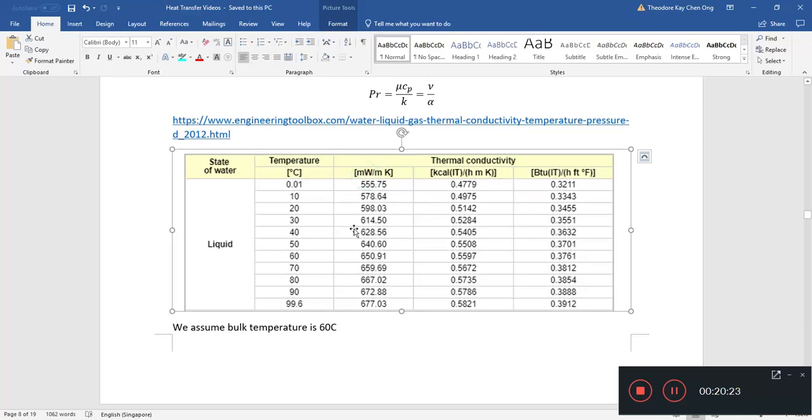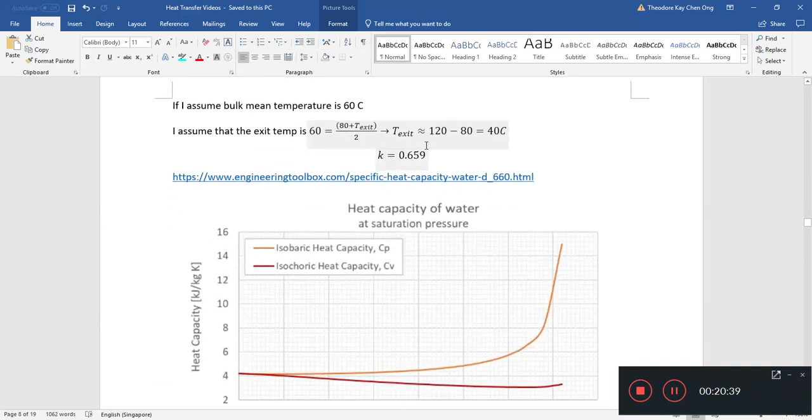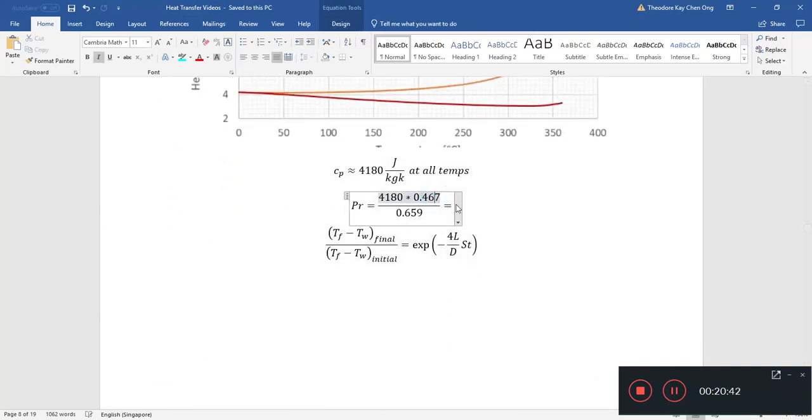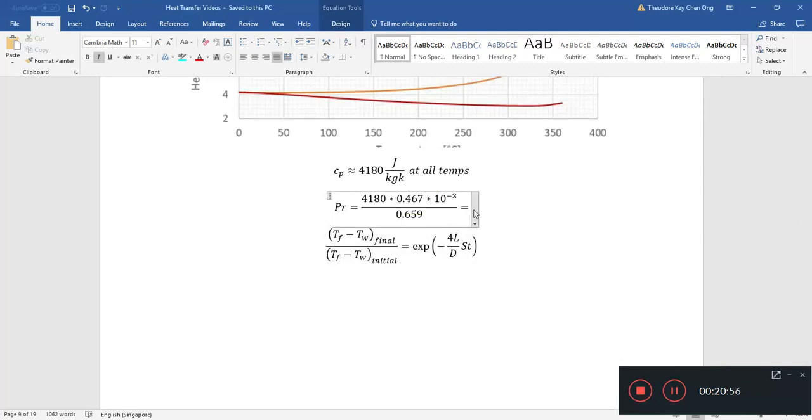So let's see where we've gone wrong. Let's look at the units. Here looks correct. Okay, look at this, dynamic viscosity times 10 to the minus 3. Okay, so it looks like we have made a mistake here. So this should be times 10 to the minus 3. I put a times 10 to the minus 3 here. So the Prandtl number is about, divided by 1000, 2.962. Okay, 2.962.